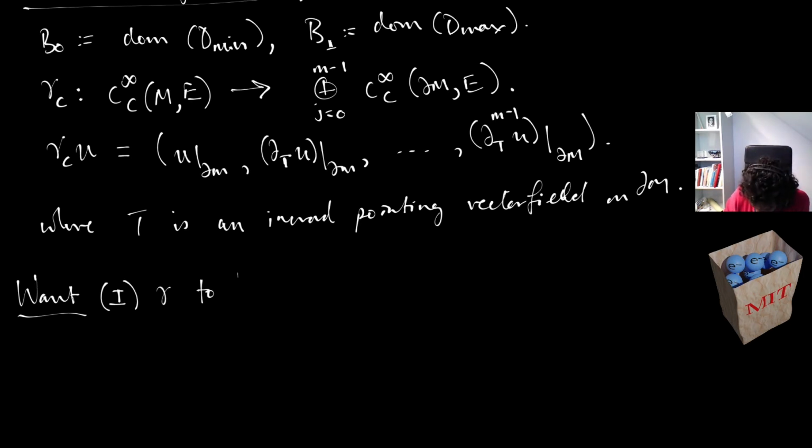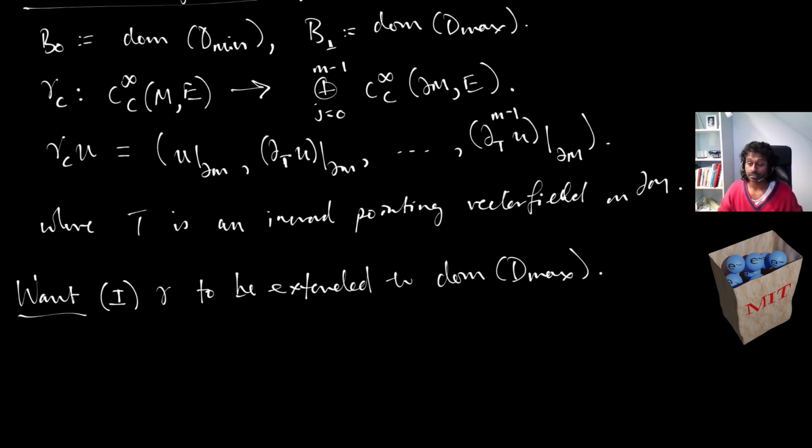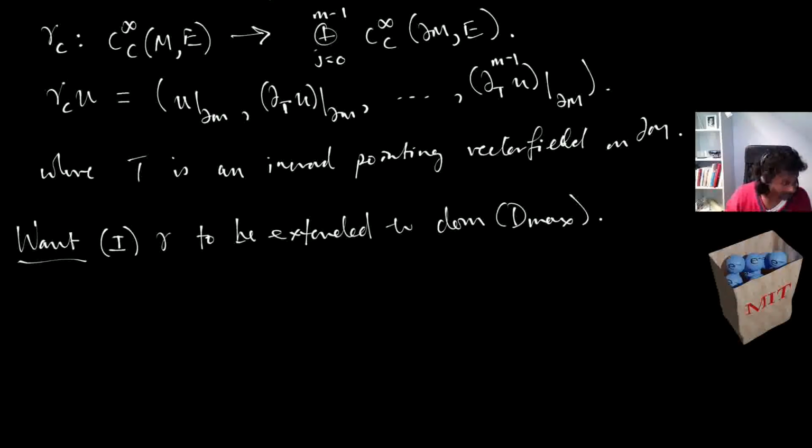Gamma to be extended to DOM D max. Okay, because DOM D max does not just consist now of smooth functions. I mean, you can just think back to the weak derivative. So if you had partial j here, you have the weak derivative, and the weak derivative is going to consist of a lot more things than smooth maps, right? So that's the first thing.